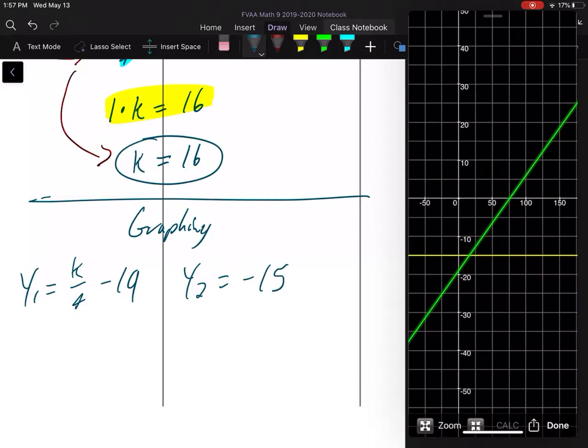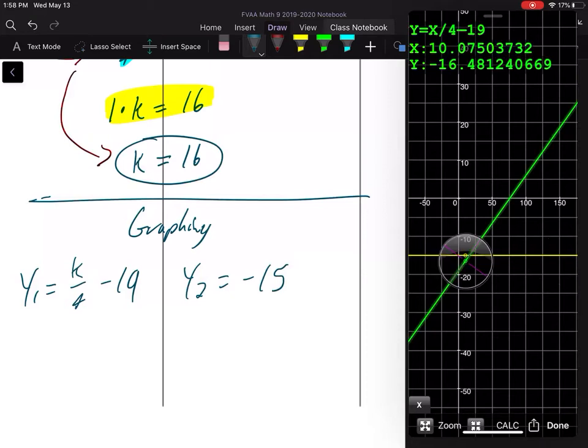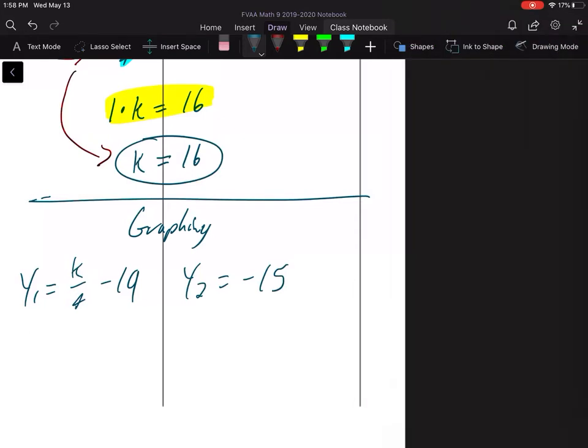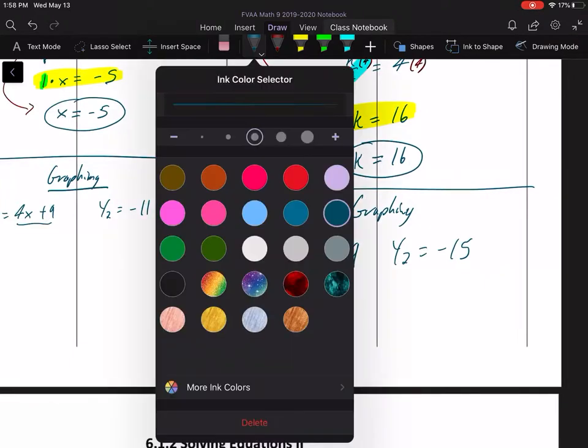Again, where x over 4 minus 19 is equal to negative 15 is when the two lines cross each other. And they meet right here, and they meet when x is equal to 16. Or in this case, k is equal to 16, which is what we saw when we solved it algebraically.